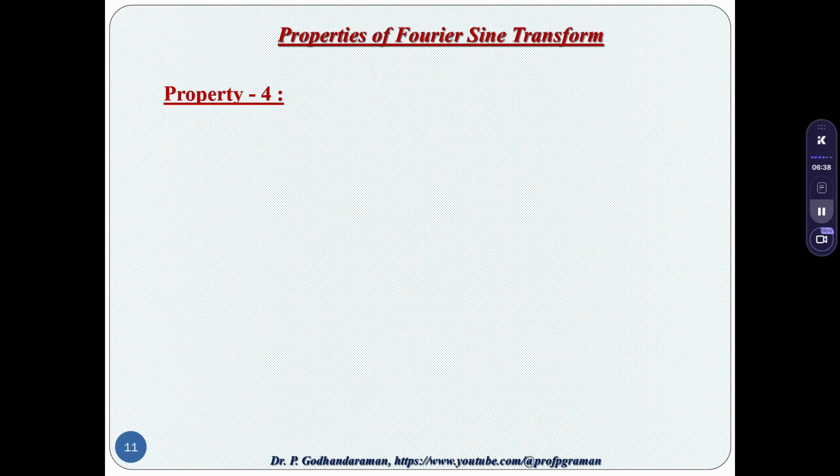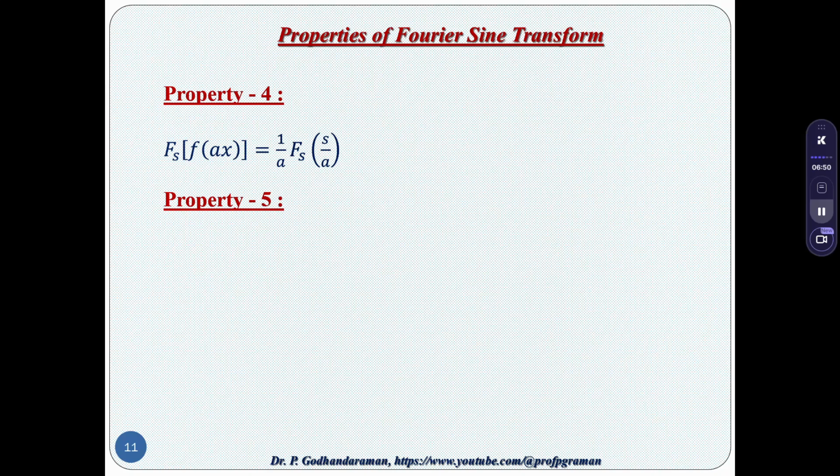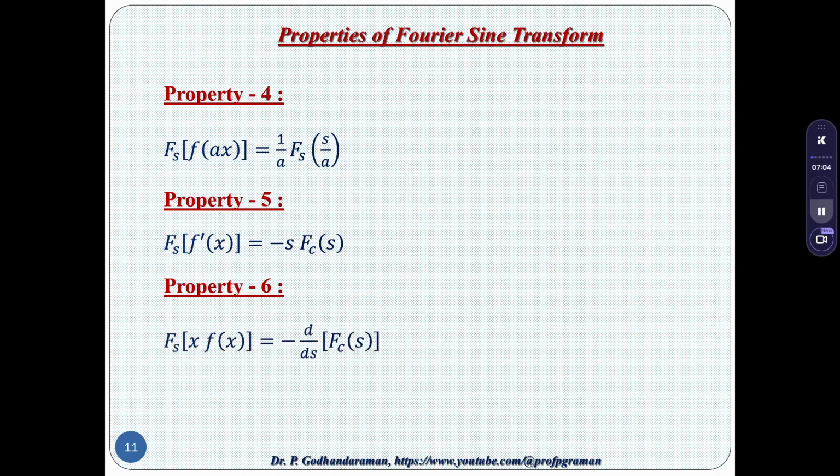The next property of the Fourier sine transform: the Fourier sine transform of f of ax is equal to 1 by a times the Fourier sine transform of s by a. The next property, the Fourier sine transform of f dash of x is equal to minus s times the Fourier cosine transform of s. And then next property, the Fourier sine transform of x into f of x is equal to minus d by ds of the Fourier cosine transform of s.